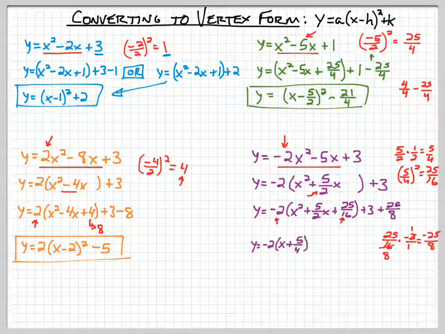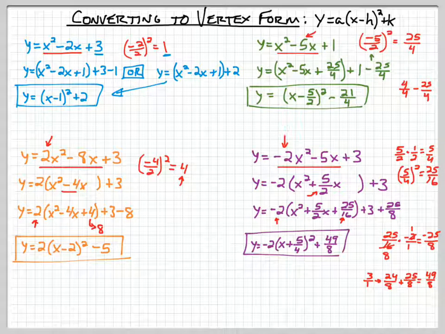We can simplify our parentheses to x plus 5 over 4 squared. Now we have to get this 3 and the 25 over 8 added together. All right, so we've got to take 3 over 1 and multiply that by 8 over 8. So we get 24 over 8. Add that to 25 over 8. And what do we get? That is 49 over 8. So that's going to be what's added on the outside of this. And we have our solution written in vertex form.